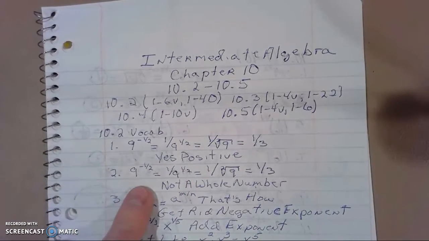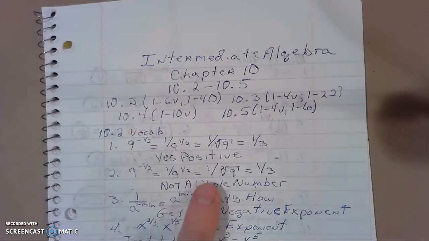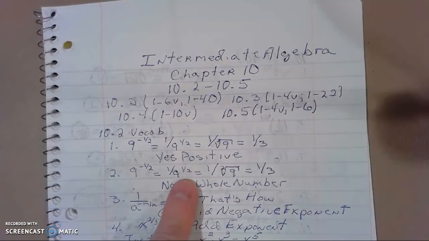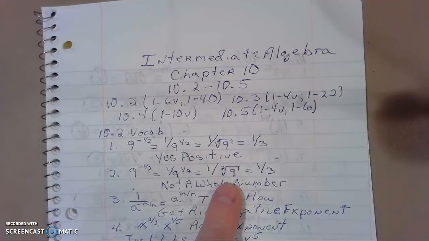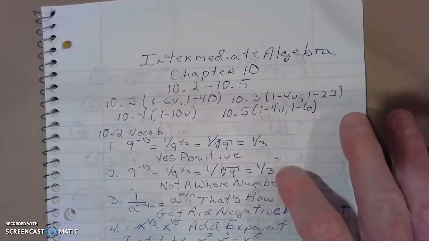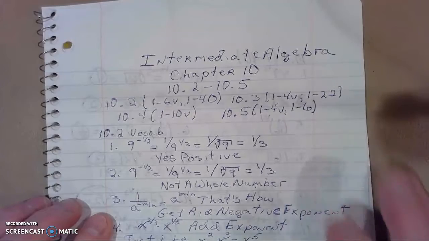Number 2, 9 to the negative 1/2, of course, is 1 over 9 to the 1/2 to get rid of the negative exponent, which is 1 over the square root of 9, because the 2 is your index on your radical, and the 1 is the exponent. Square root of 9 is 3, so it's 1/3, not a whole number.